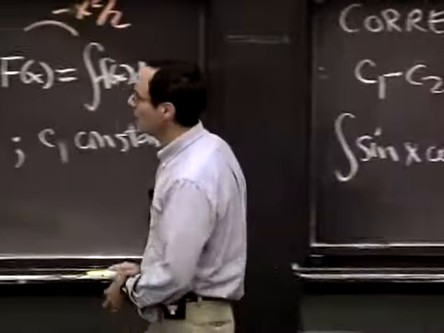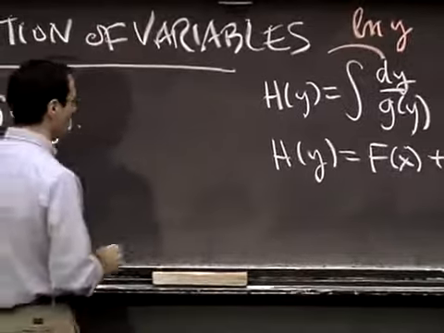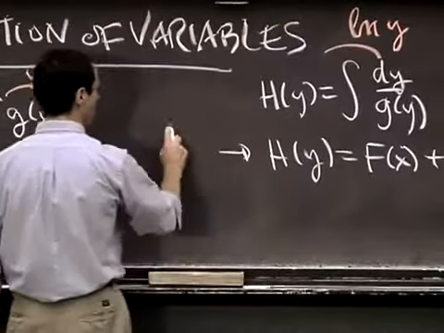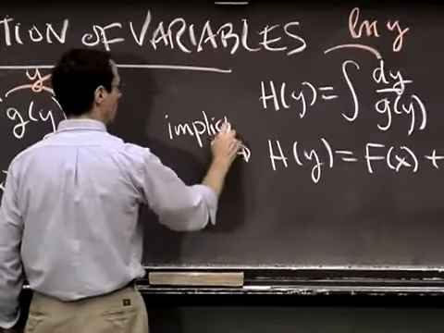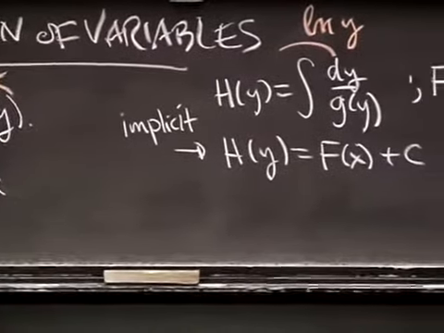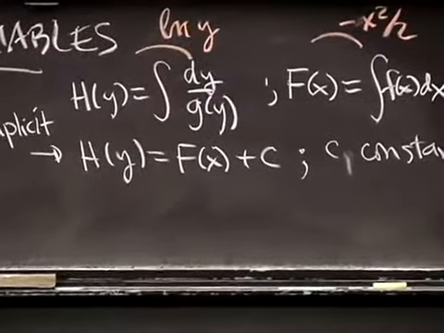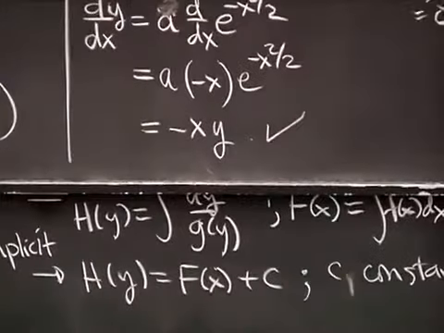Now notice that this kind of equation is what we call an implicit equation. It's not quite a formula for y directly. It defines y implicitly. That's that top line up here, right? That's the implicit equation.